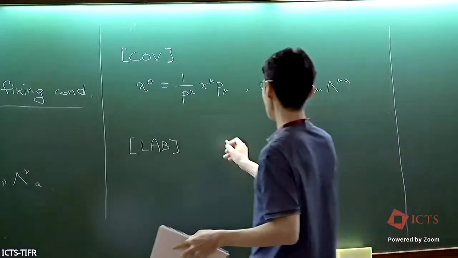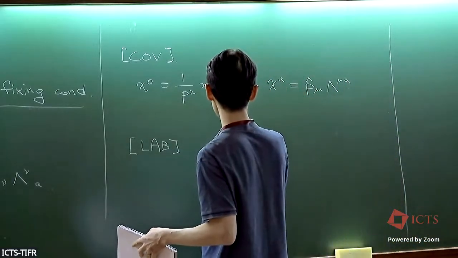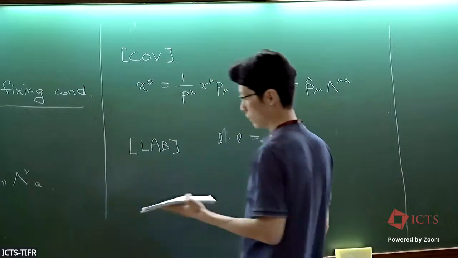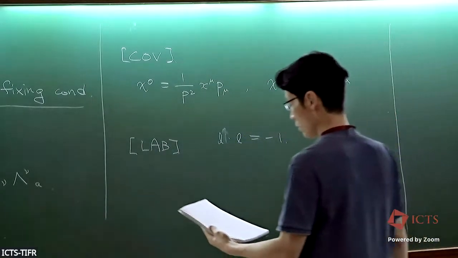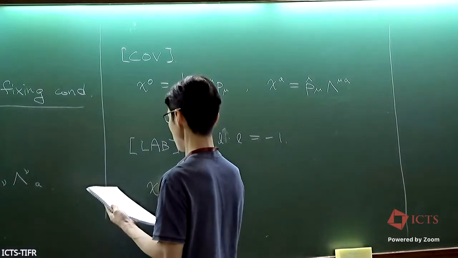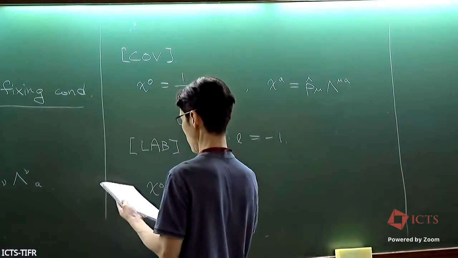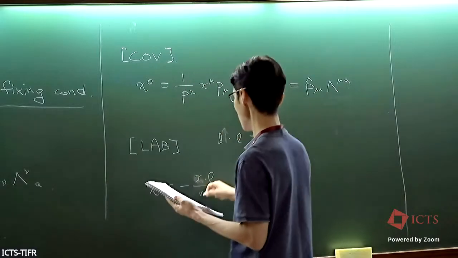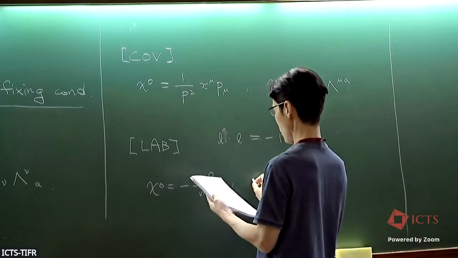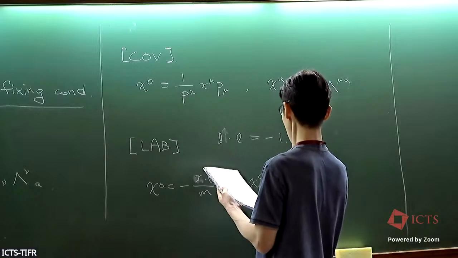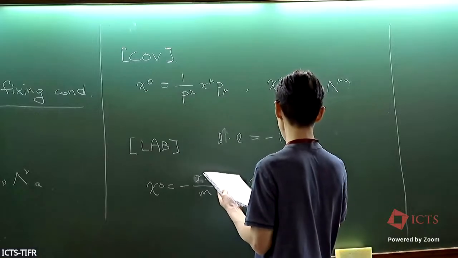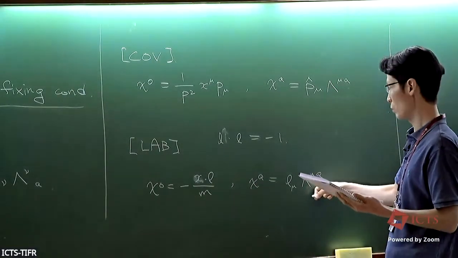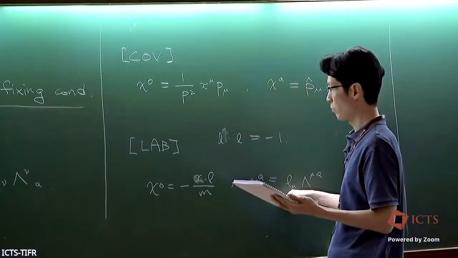Then let L be the time-like unit vector which defines your lab. And for the gauge fixing condition, you can use, for example, x dot L, which is the time in the lab. And you can require that the spatial frame vectors should be orthogonal to this time direction defined by the lab.